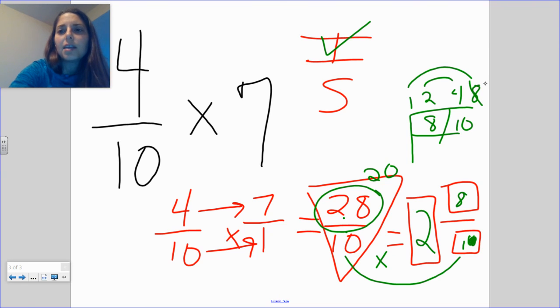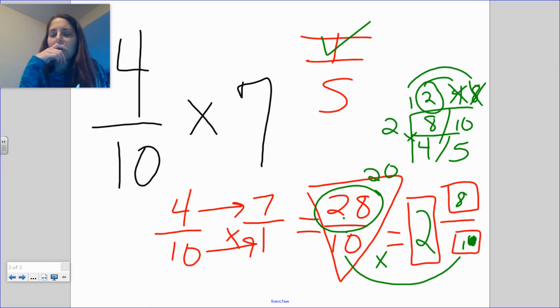There's nothing times 8 that makes 10. There's nothing times 4 that makes 10. But I know that 2 will work. So we're going to hammer down 8 tenths with the 2. I know 2 times 4 is 8, and I know 2 times 5 is 10. So what we just did was we simplified the fraction 8 tenths into 4 fifths. But let's see if we're one and done.